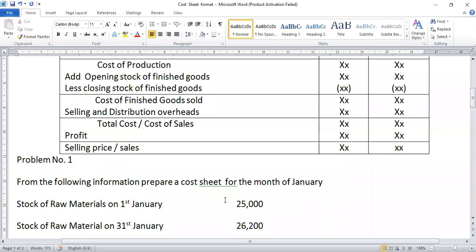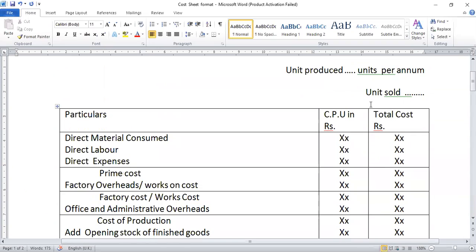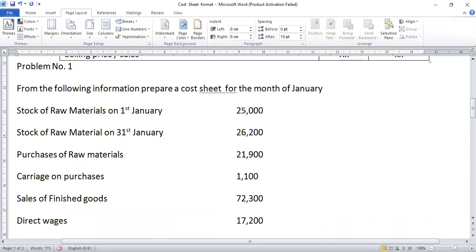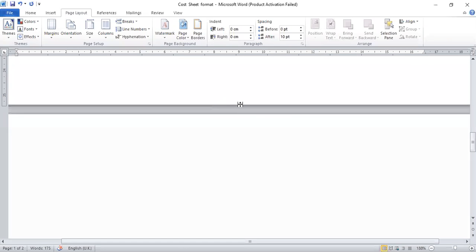Okay, in this sum, they have not given how many units were produced, how many units were sold, correct? So we are not able to prepare a column for cost per unit. It is possible to prepare a cost per unit column only when the total number of units produced and the total number of units sold are given. But here, how many units are produced is not given. So what we are going to do, again we are going to prepare 3 columns, but there will not be a column for cost per unit. There will be particulars, amount.